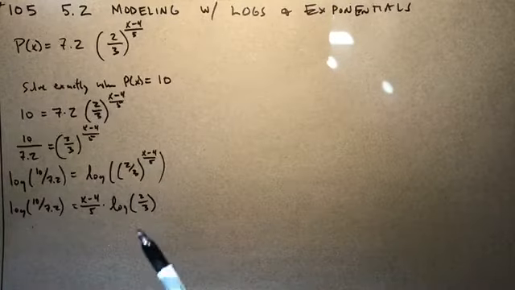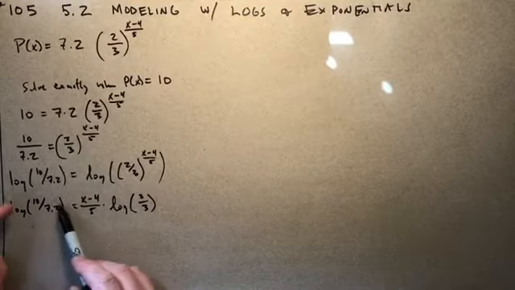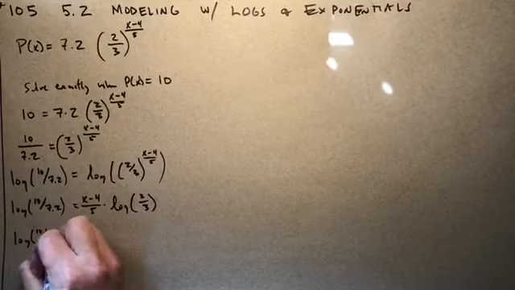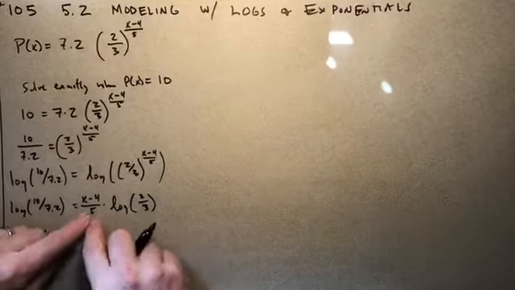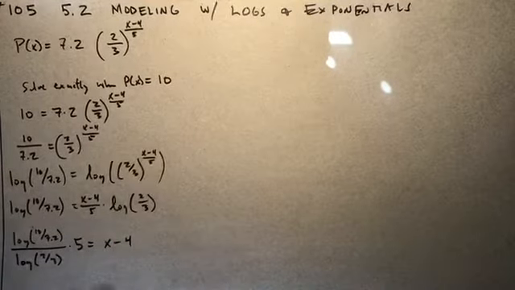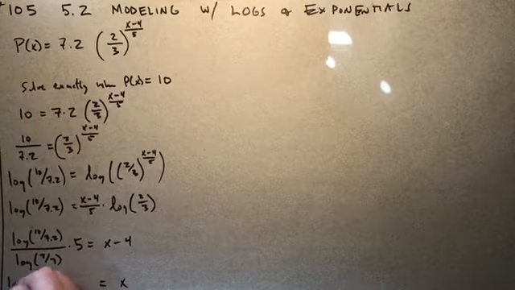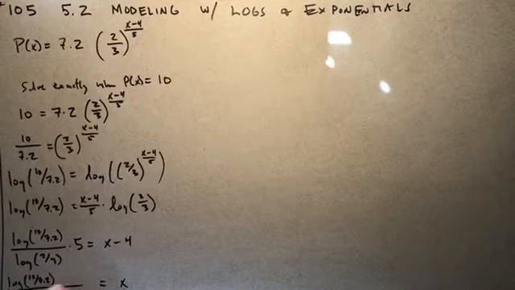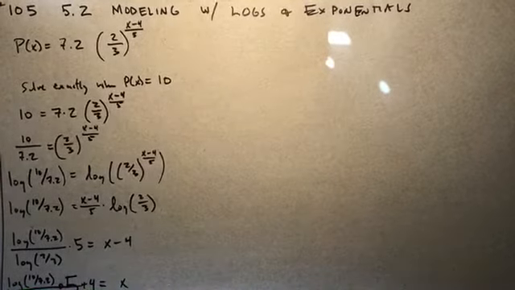Excellent. Now, the dream is to begin to solve for x. So I'm going to divide by log of 2/3. I'm going to multiply by 5. So we can have log of 10 over 7.2 divided by the log of 2/3. And I'm also going to multiply by 5 on both sides, leaving us with x minus 4. And so our final step is just to add that 4 on each side. x is equal to the log of 10 over 7.2, divided by the log of 2/3, all of which is multiplied by 5, and then we add 4, and we are complete.